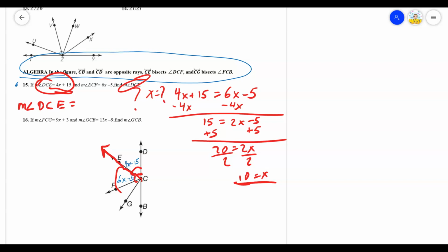So hopefully you just said DCE is equal to 4 times 10, since we now know that x is 10, plus 5. So that would be, I'm sorry, plus 15. I just did that last week too. So 40 plus 15 would be 55 degrees. That's our measure of angle DCE.